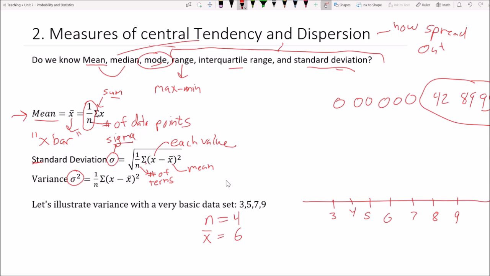So now we're going to evaluate this formula for each of those values. So I'm going to plug in first, just left to right, a 3. And when I plug in a 3, I get right here that that would be 3 minus the mean, which is 6. And it has to be squared, so that would be negative 3 squared.